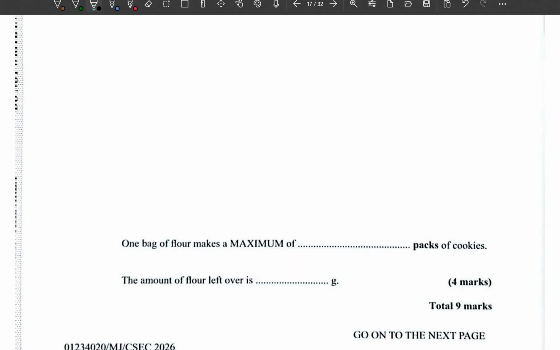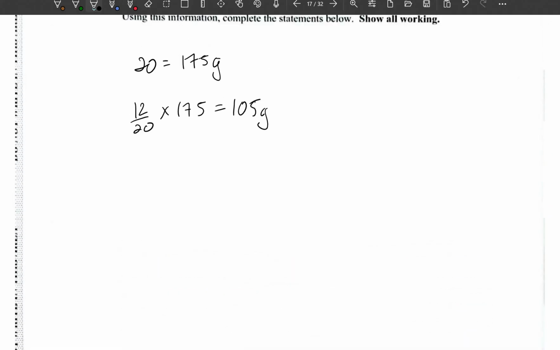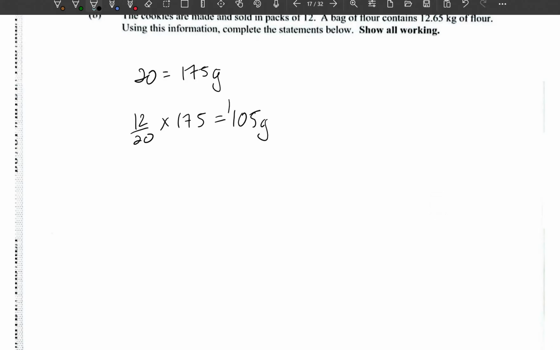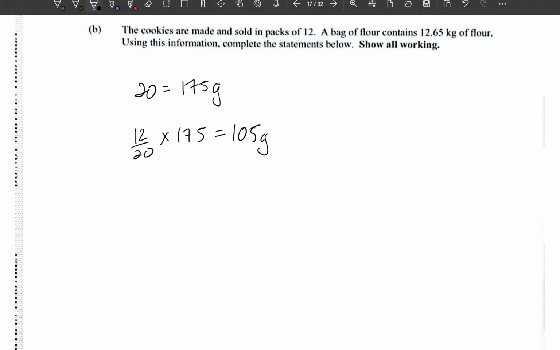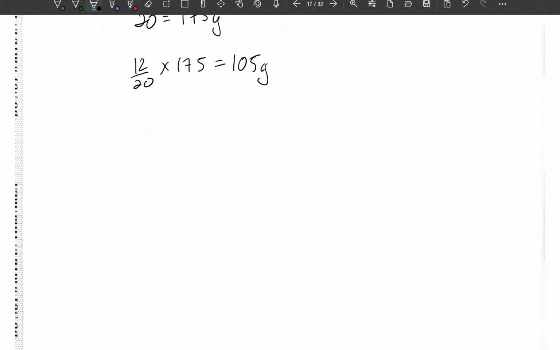Right, so they're asking one bag of flour makes a maximum of how many packs of cookies. So we need to see how many 105 gram amounts we could get from the total bag, because this is the amount to make 12 cookies, which is one pack. We therefore divide our 12.65 kilograms by 105 grams.